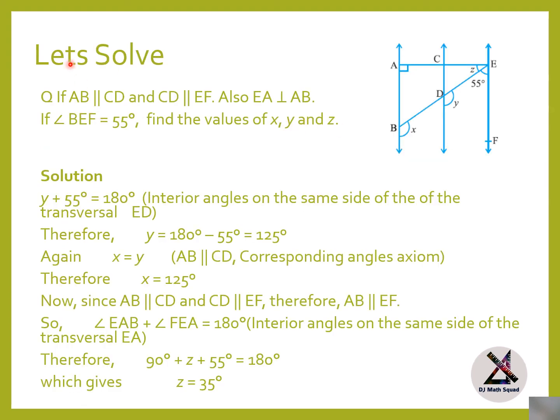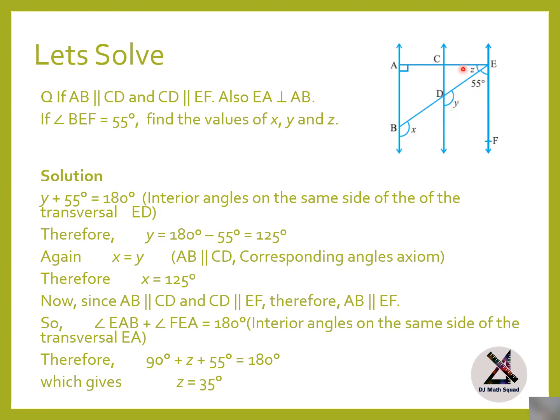Then there is a question, let's solve. We have a question that if AB is parallel to CD and CD is parallel to EF. See here in the figure, one more condition we have is that EA is perpendicular to EB. EA, if you look in the figure, is this. This is perpendicular to AB. And you are given that angle BEF is 55.